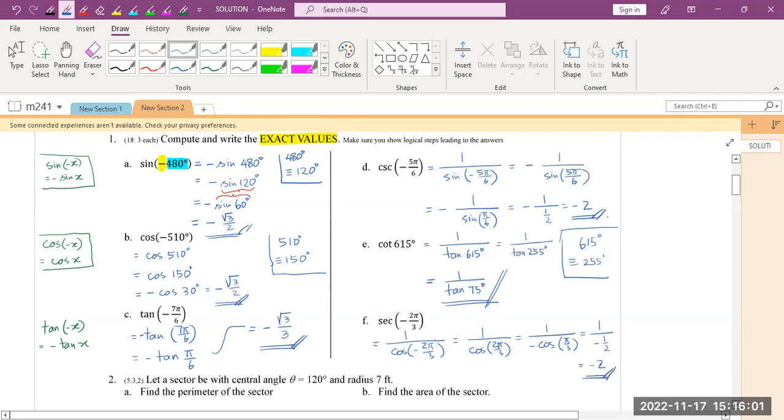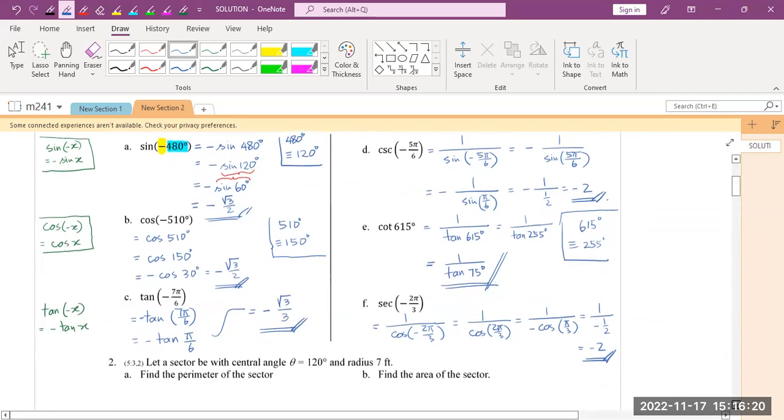So you see that we take the negative. If the angle is more than 360 degrees, then we need to find the coterminal angle. And if the angle is not in quadrant 1, we bring it to quadrant 1. Then from there, we compute the value.